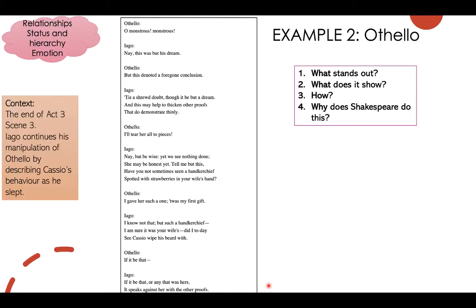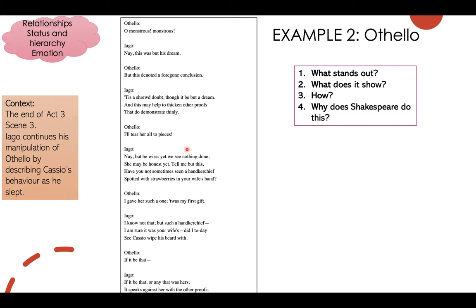And let's have a look at example two. Example two is from Othello. The context is the end of Act 3, Scene 3, where Iago continues his manipulation of Othello. He describes an imaginary dream, or behaviour that Cassio engaged in while he was asleep. So he says that he was a witness to Cassio's behaviour as he was sleeping.